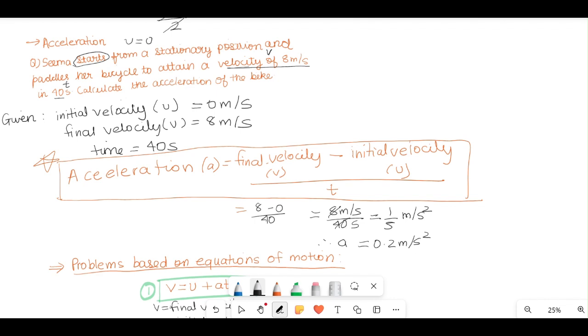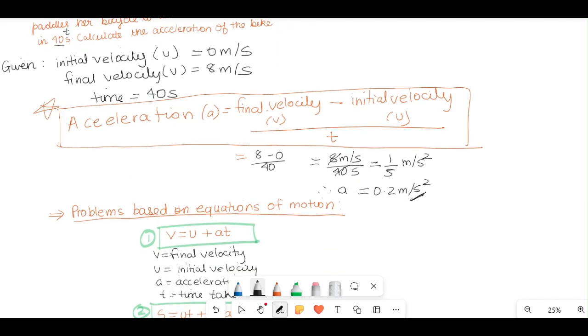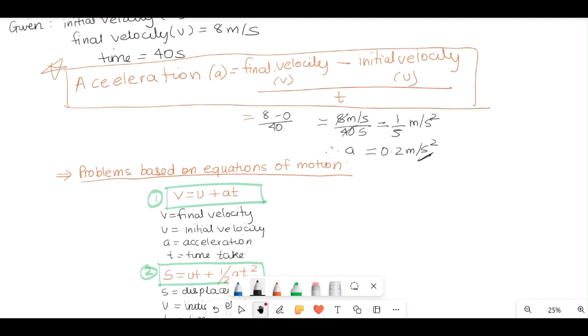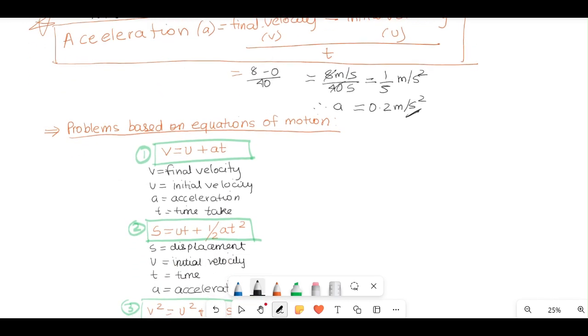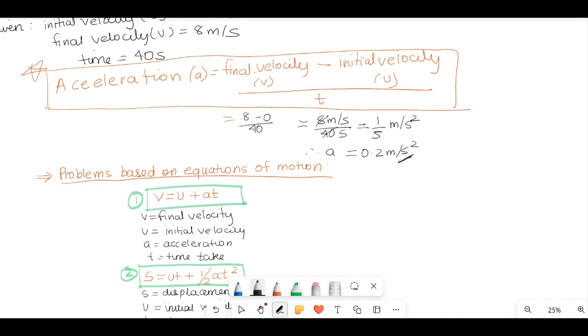Whenever we talk about acceleration, we always talk about second square. It will never be second. It will be second square, since we are dividing the velocity, which has a second, by the time, which is also in seconds.